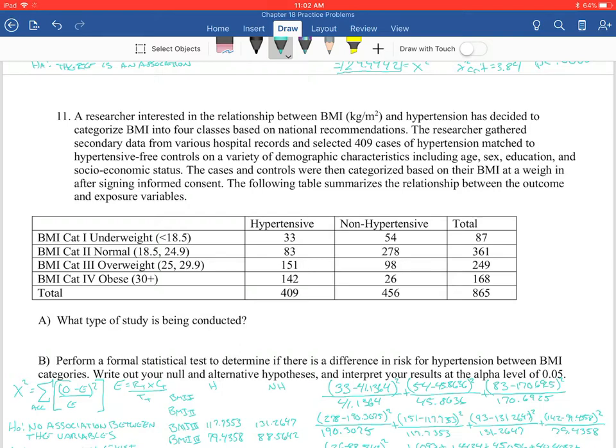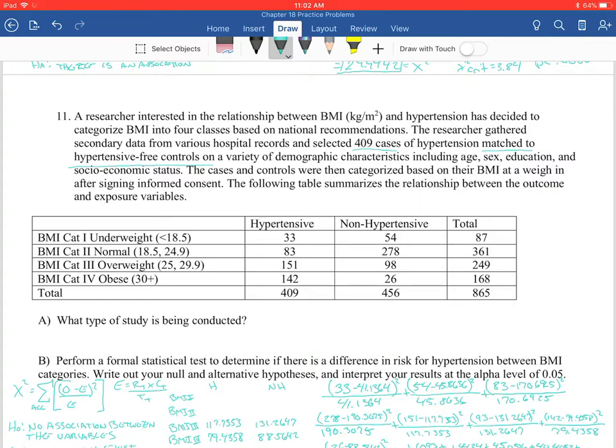Number 11: a researcher is interested in the relationship between BMI and hypertension and has decided to categorize BMI into 4 classes based on national recommendation. The researcher gathered secondary data from various hospital records and selected 409 cases of hypertension matched to hypertensive-free controls on a variety of demographic characteristics, including age, sex, education, socioeconomic status. The cases and controls were then categorized based on their BMI at a weigh-in after signing informed consent. The following table summarizes the relationship between the outcome and exposure variable.